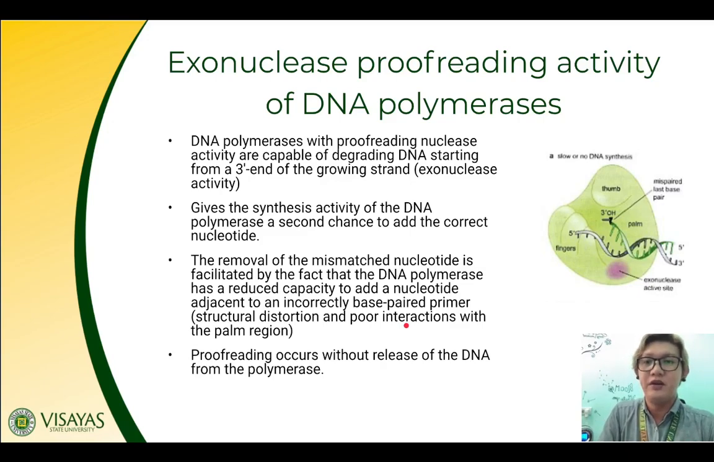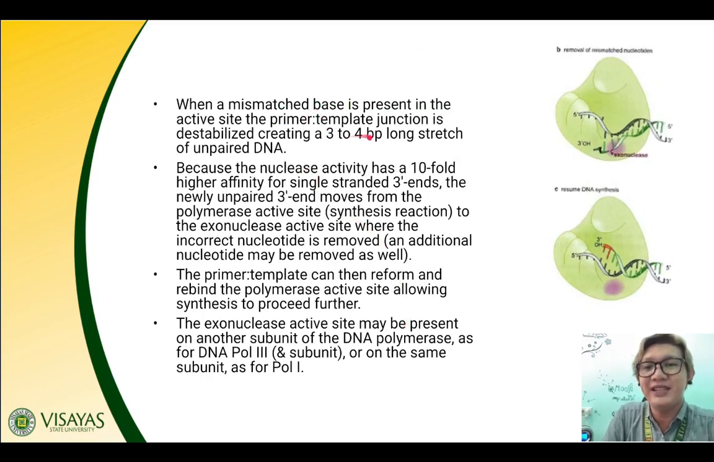And so when a mismatched base is present in the active site, the primer-template junction is destabilized, creating a 3 to 4 base pairs long stretch of unpaired DNA because the nuclease activity has a tenfold higher affinity for single-stranded 3' ends. The newly unpaired 3' end moves from the polymerase active site to the exonuclease active site where the incorrect nucleotide is removed. So the primer template can then reform and rebind the polymerase active site, allowing synthesis to proceed further.